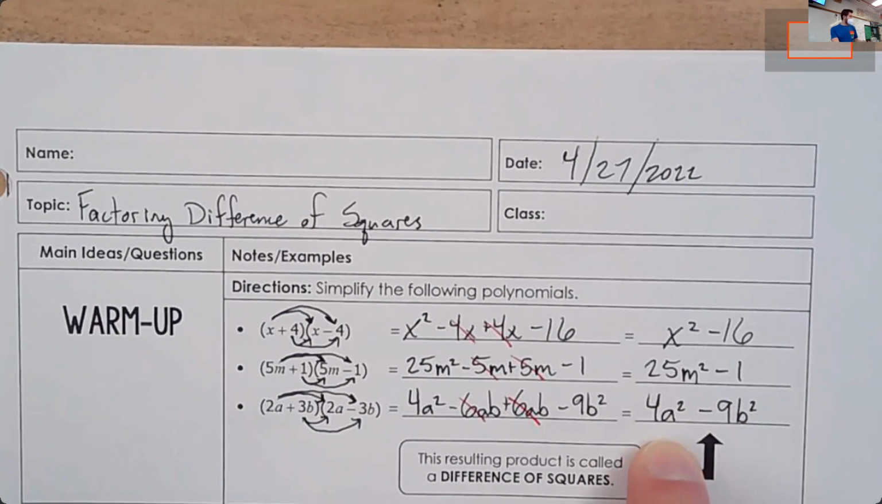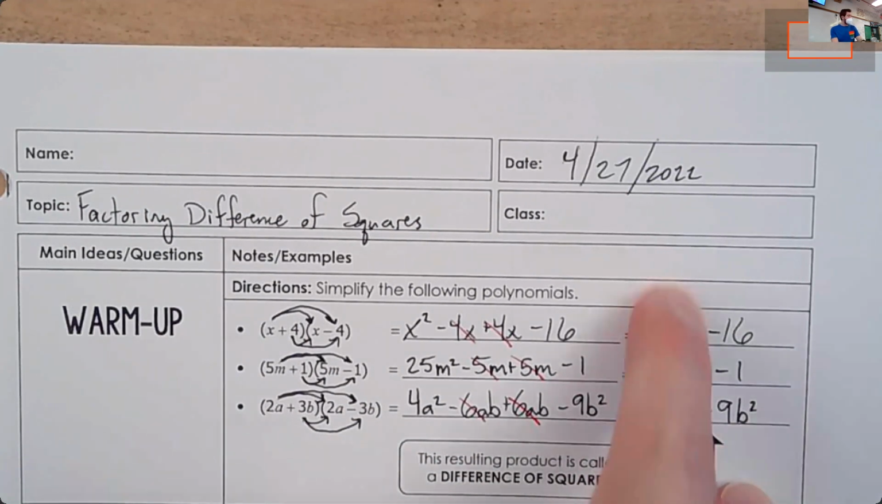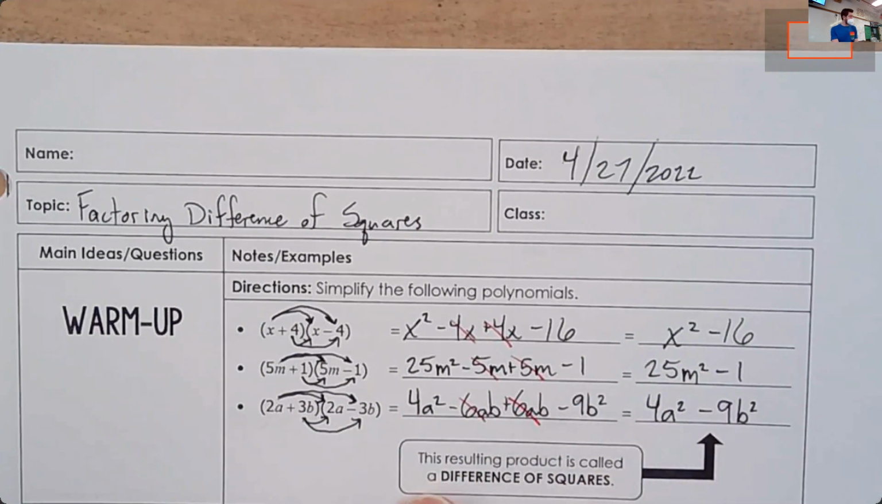4a squared, that's 2a times 2a. Same thing multiplied by itself. And then 3b times 3b gives us 9b squared. So two things end up being perfect squares, meaning you can multiply the same thing by itself to equal the two terms that are there, and there's a subtraction in the middle. That gives us a difference of squares. And so today we're going to be factoring these.